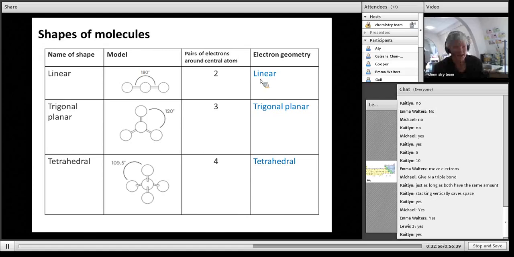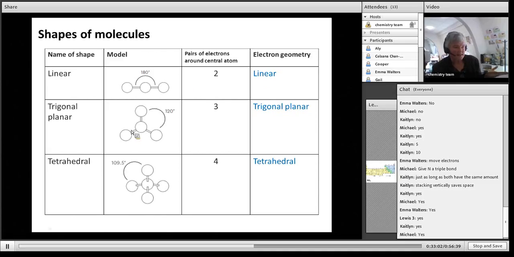Okay, so if you've only got 2 points, you can always draw a straight line between them. Trigonal planar is the name of the shape that has, so here's my central atom, 3 regions of negative charge. In this case, I don't have any non-bonding electrons. They're all bonding. So I've got 3, it's trigonal planar.